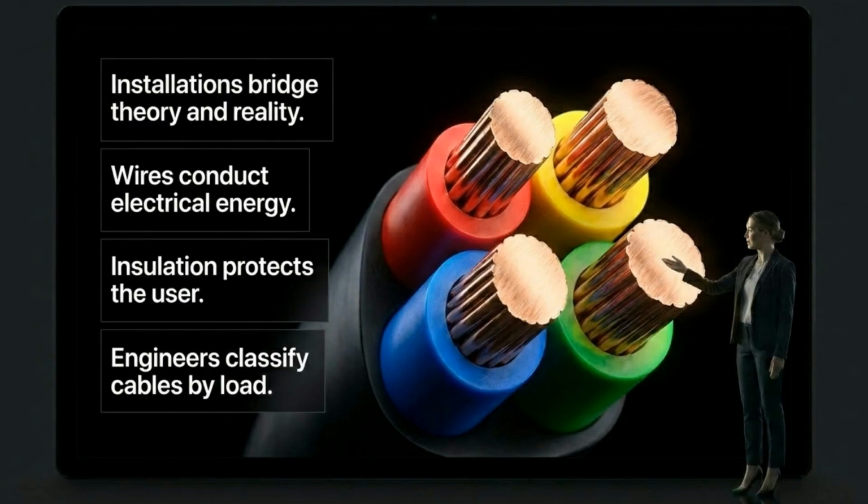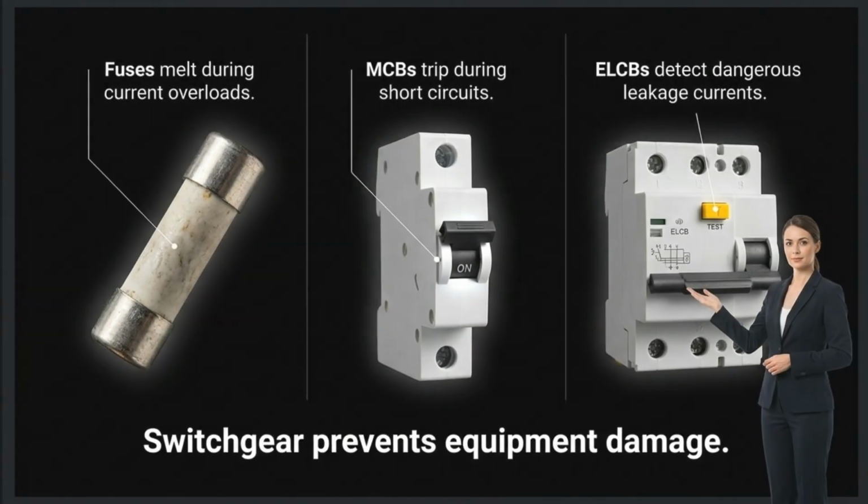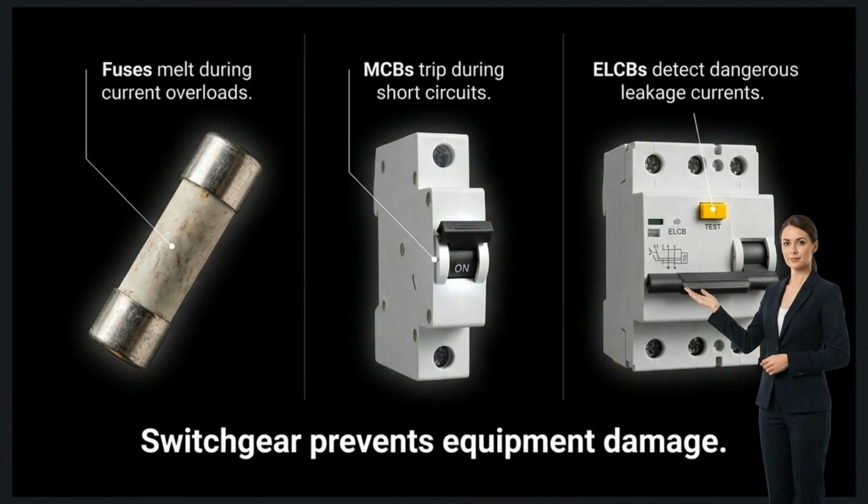Engineers classify cables based on the load they must handle. Switchgear is crucial for preventing equipment damage. Fuses melt during overloads, MCBs trip during short circuits, and ELCBs detect dangerous leakage currents.